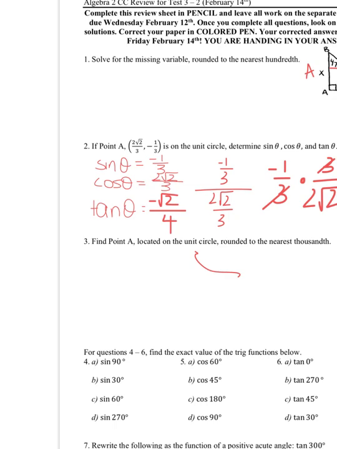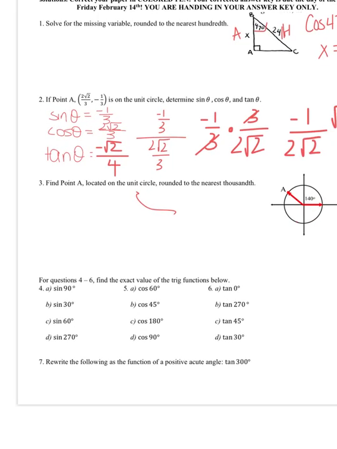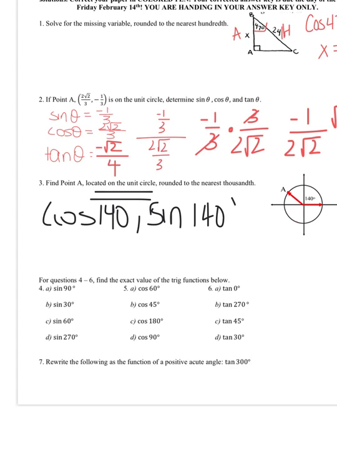That's for number 2. For number 3, we're going to use the same rules, but we're going to go the opposite way. So I give you theta, and I want to know what is the actual point rounded to the nearest thousandth. So to figure out the x value, because we're on the unit circle, you would do the cosine of the angle, which is 140, to figure out the x, and to figure out the y, you would do the sine of 140. So again, rounded to the nearest thousandth, make sure you're in the correct mode.